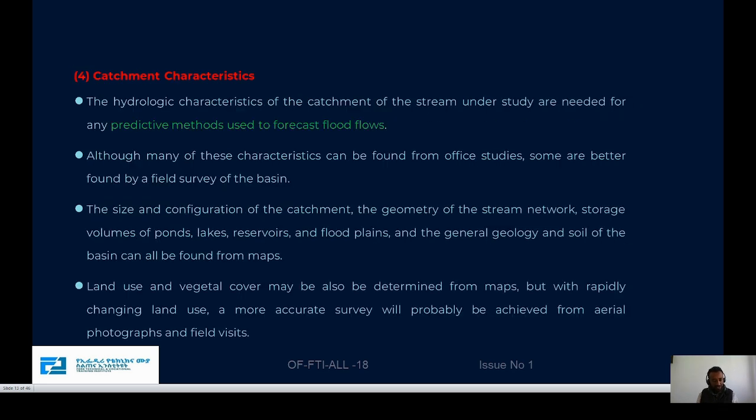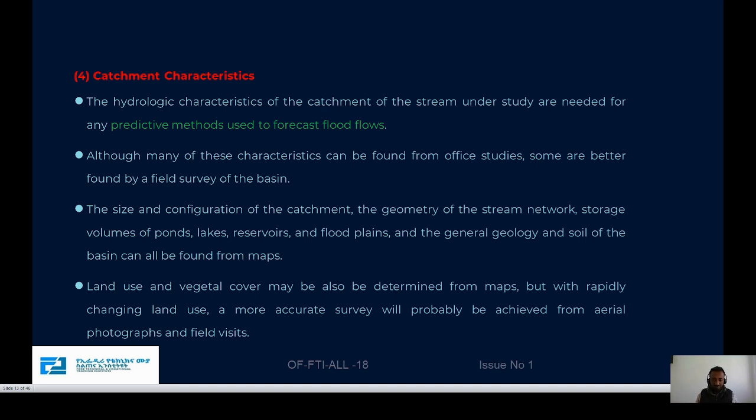And the channel characteristics also will be predictive methods used for forecasting the flow floods. So this catchment is also very important. When we design the drainage structures, the water will be coming from the catchment. So the catchment is very important.